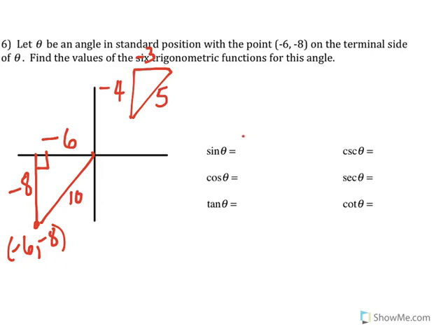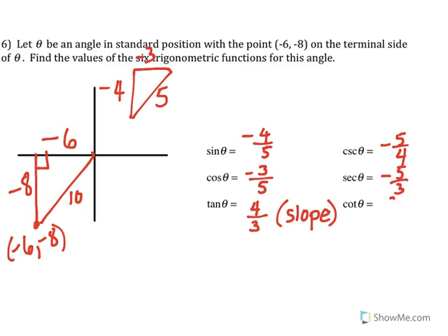And we're going to get negative 4 over 5 for sine, negative 3 over 5 for cosine, 4 over 3 for tangent. I'm just going to make a quick note that this is the slope. That's something you're going to be seeing a lot more in pre-calc and then ultimately in calculus, that your tangent line is your slope of your line at that point. So we have slope there. We'll flip them all over, negative 5 over 4, negative 5 over 3, and 3 over 4.